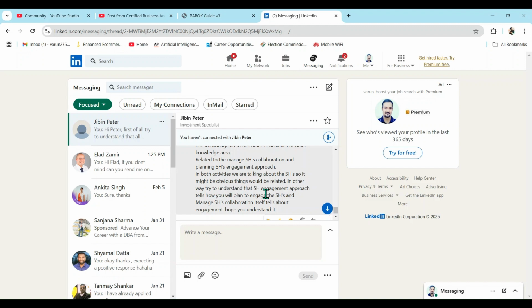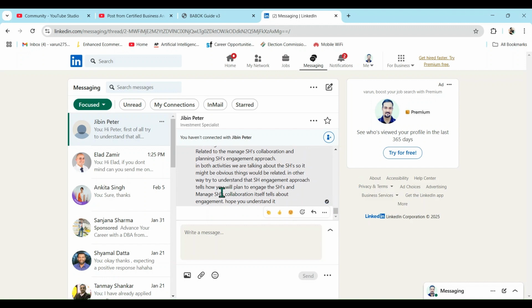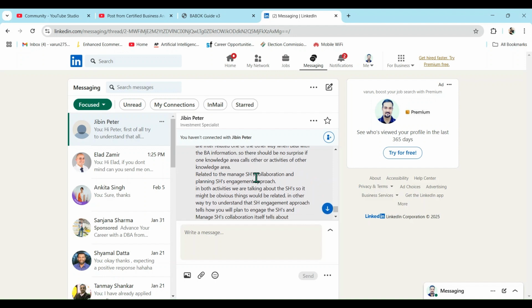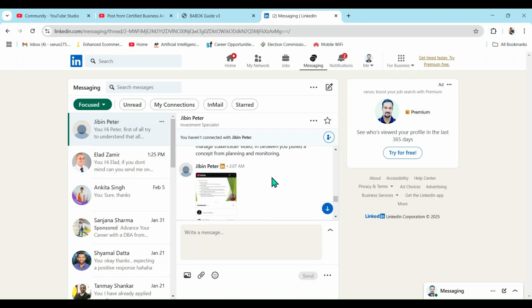In other words, try to understand that the stakeholder engagement approach tells how you will plan to engage the stakeholder, and managing stakeholder collaboration itself tells about engagement. Hope you understand it. So in the stakeholder engagement approach, managing stakeholder collaboration is one of the elements, right? So hope you understand it.